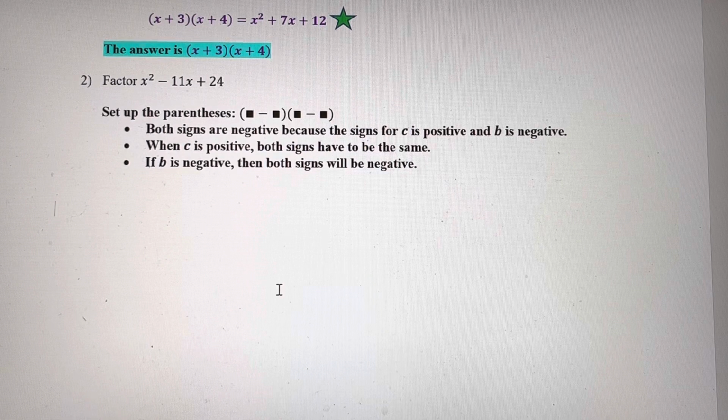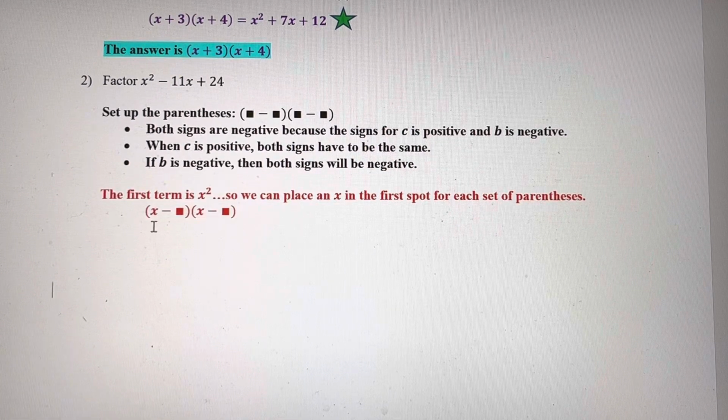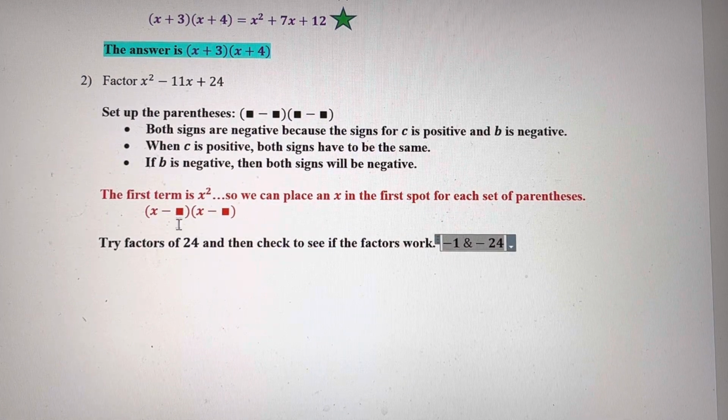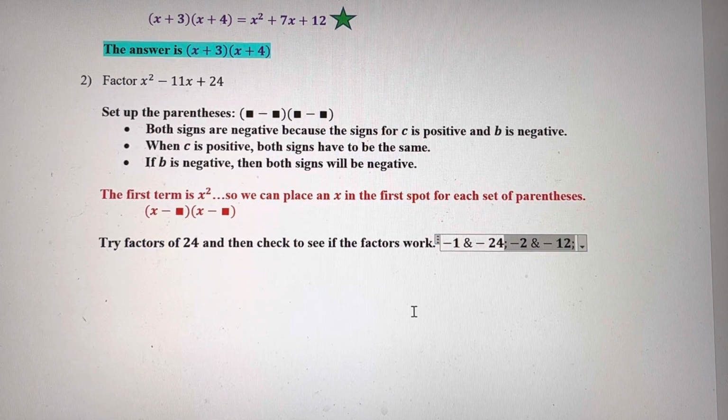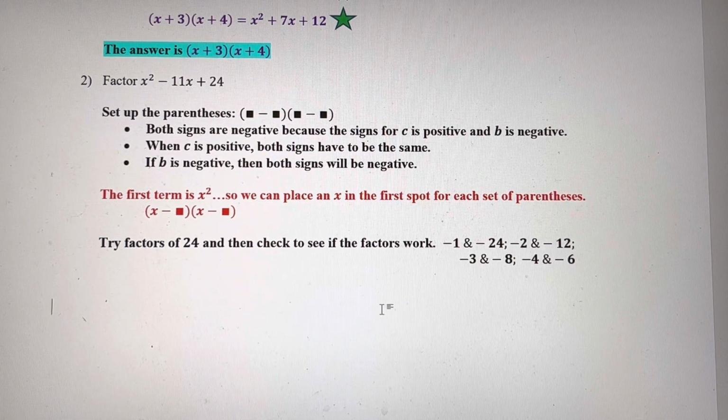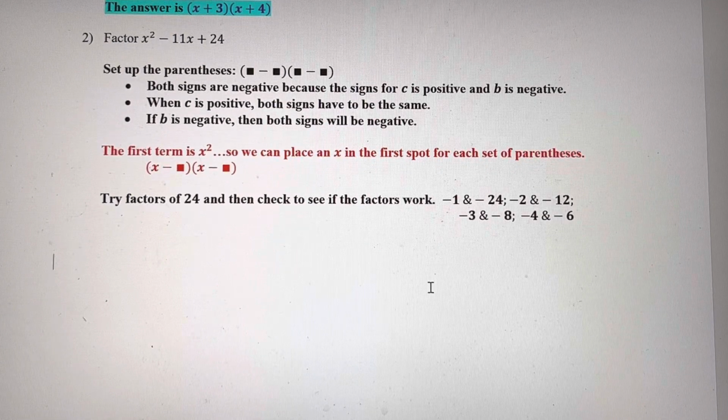Okay, set up our parentheses, so I know X is going to be here, X is going to be here. I've already talked about why the negative signs are going to be here. So now it's just breaking down 24 to understand what numbers are going to go here. All right. So my factors of 24, I've got -1 and -24. Again, this negative is already taken care of. I've got -2 and -12. I've got -3 and -8. And then I've also got -4 and -6. Okay. So we need to try those until we get one that matches.